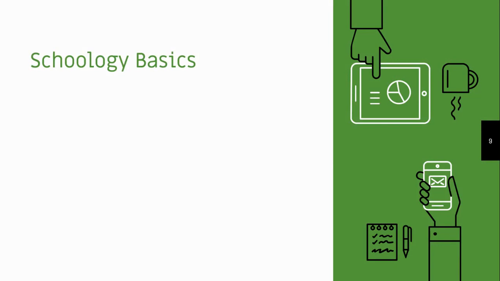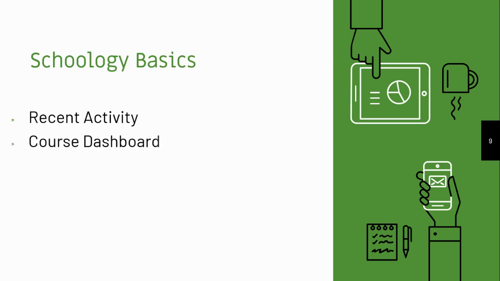There are various features in Schoology. I am going to cover a few essential ones for you to get started. On the reference page in this presentation is a link to a video that goes into greater detail about student navigation in Schoology that you may want to review later. Today, we are going to look at 4 features: recent activity, course dashboard, course page, and email.